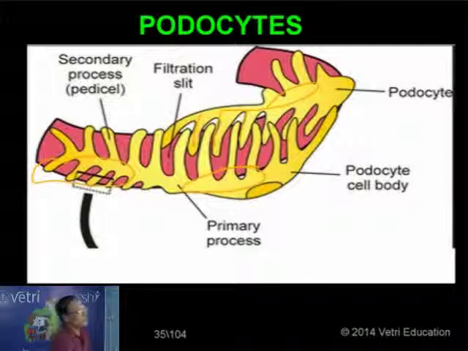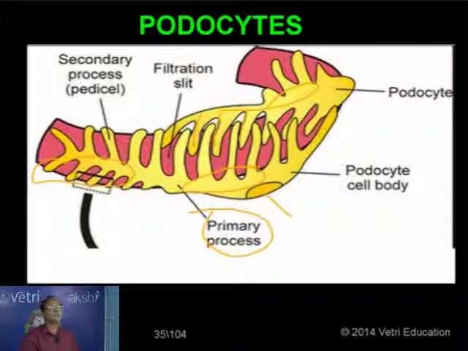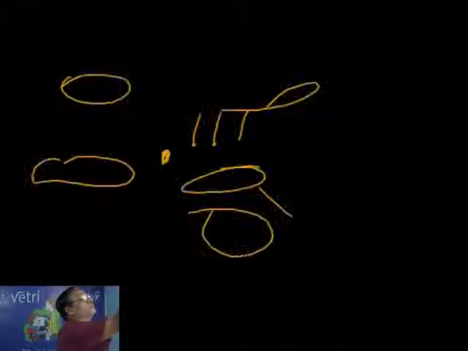What I mentioned, these are all the interdigitating processes or foot processes. One such large process where the nucleus is present is called the primary process. And the others are called the secondary processes or pedicels, or simply the foot processes. Between them you see the slit openings, and through these openings the filtration occurs. That is also provided with a diaphragm for closing. A simple picture showing the podocytes.